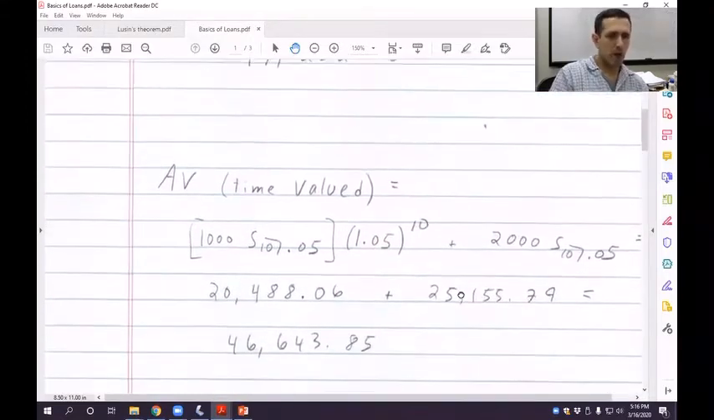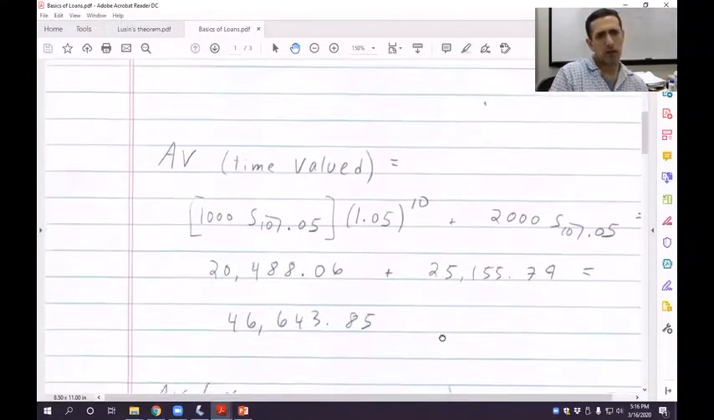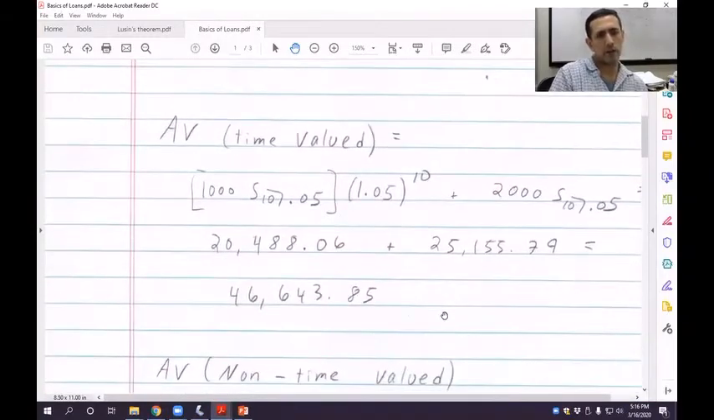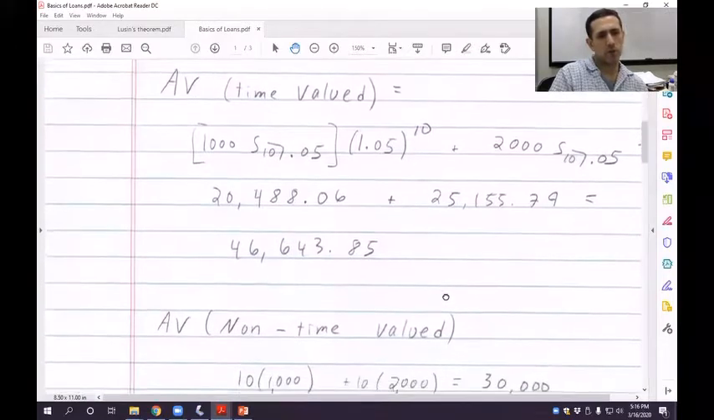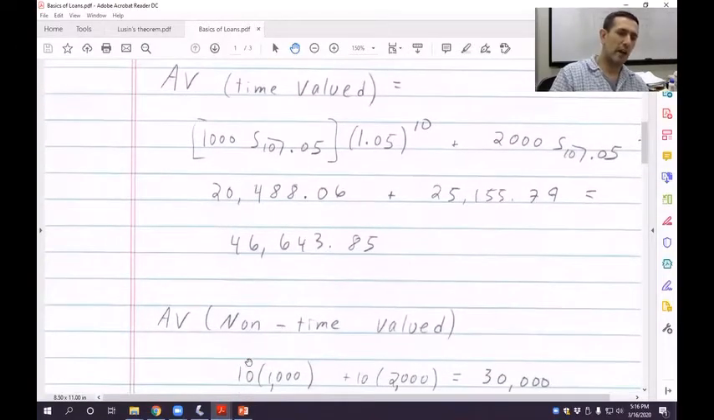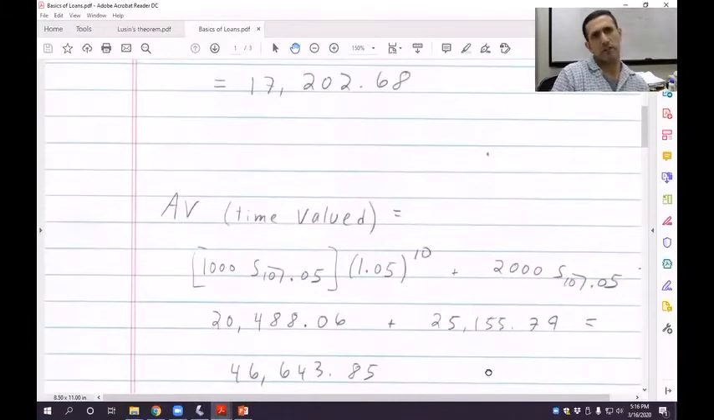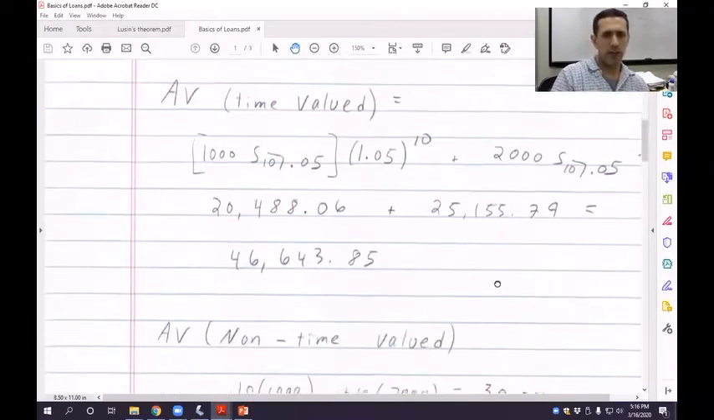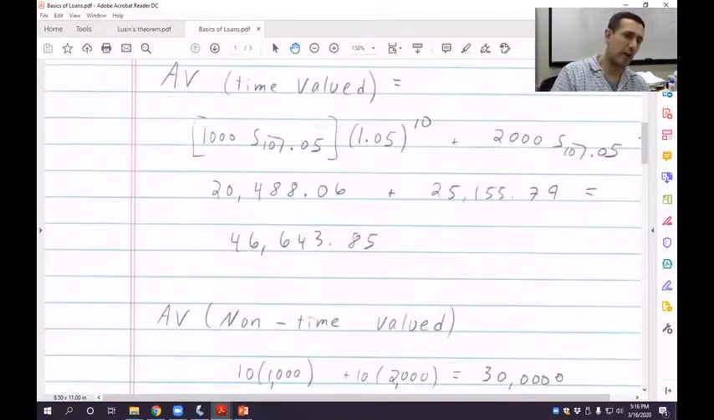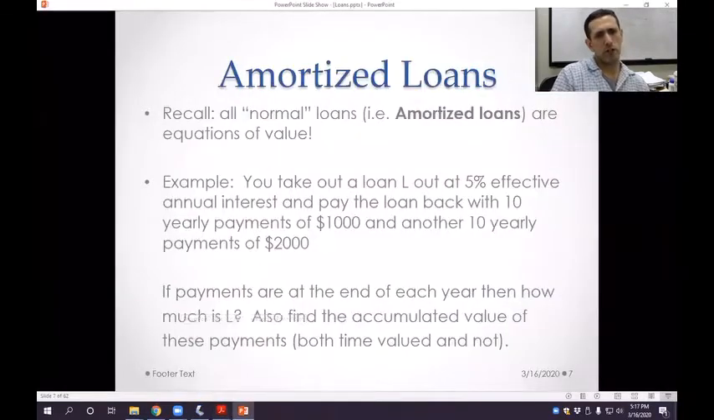Okay, and kind of a more practical question: what's the non-time valued accumulated value of all your payments? Well, there's not a whole lot to that. You have 10 payments of 1,000, 10 payments of 2,000, so that's 30,000. Okay, so due to interest, you take out roughly a $17,000 loan, 17,202.68, and you have to pay back 30,000 of it non-time valued. Okay. So if there's any questions on that problem, do let me know.